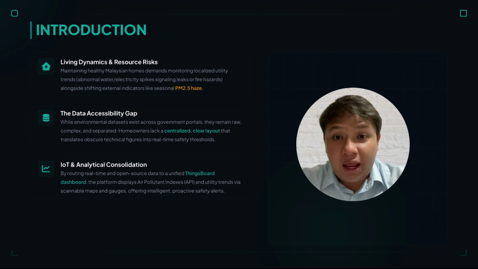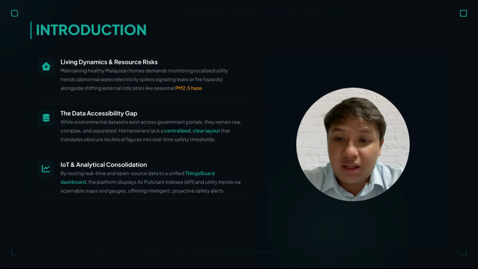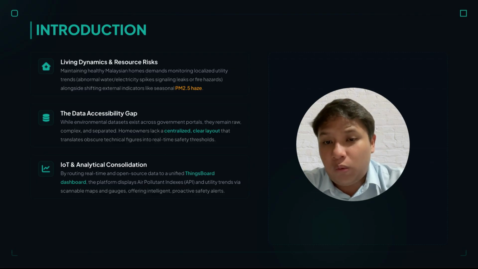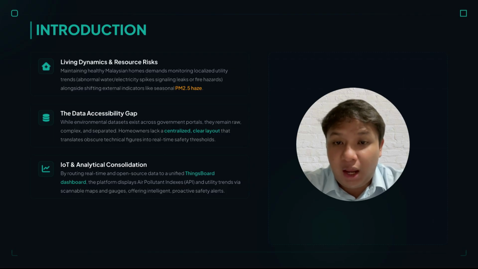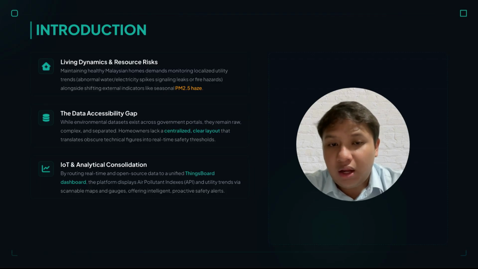Rapid development has made home environments a topic of human health, meaning Malaysian households must monitor utility safety, climate indicators, and nearby environmental hazards. Internal issues like sudden high water or electricity readings can indicate pipe leaks or malfunctioning appliances that pose fire risks, while external factors like regional air pollution and weather changes cause poor indoor air quality, triggering coughing, eye irritation, and respiratory complications for vulnerable members.